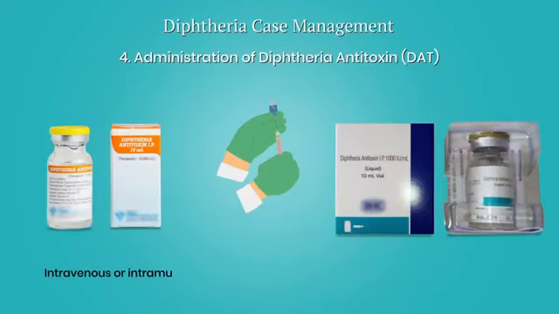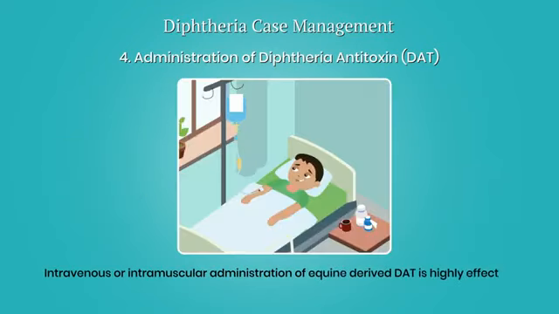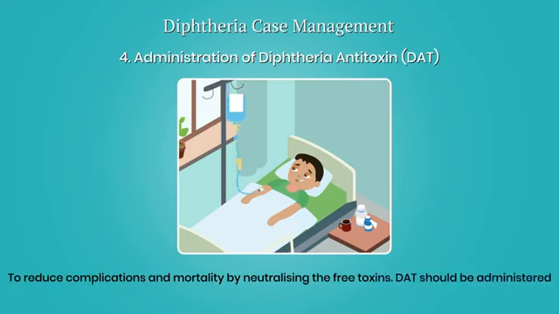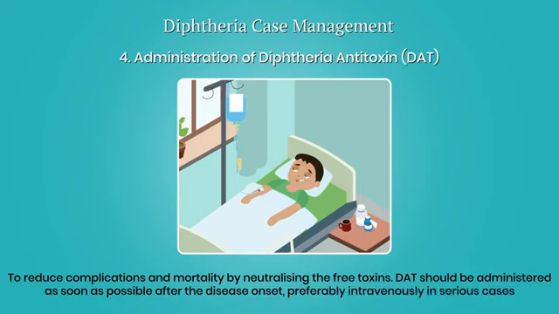Intravenous or intramuscular administration of equine-derived DAT is highly effective and is the gold standard for diphtheria treatment to reduce complications and mortality by neutralizing the free toxins. DAT should be administered as soon as possible after disease onset, preferably intravenously in serious cases.